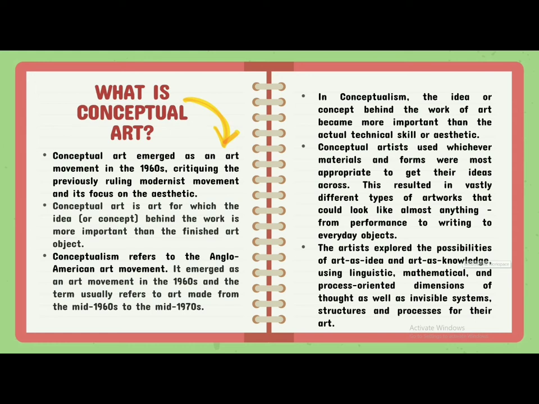And this resulted in vastly different types of artworks that could look like almost anything from performance to writing to everyday objects. Additionally, in conceptualism, the artist explored the possibilities of art as idea and art as knowledge, using linguistic, mathematical, and process-oriented dimensions of thought as well as invisible system structures and processes for their art.